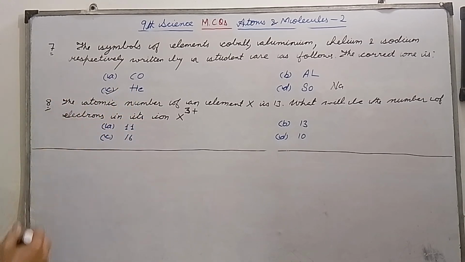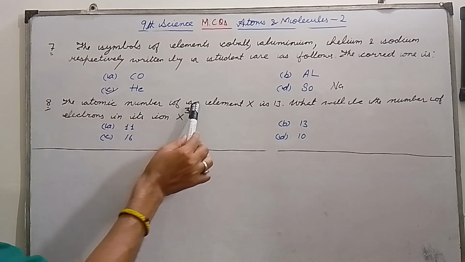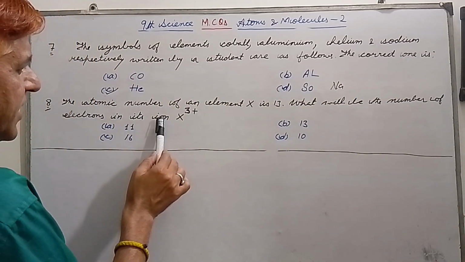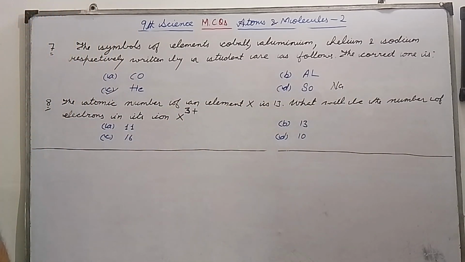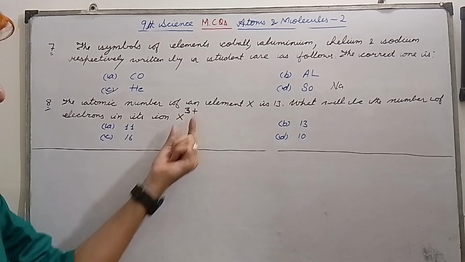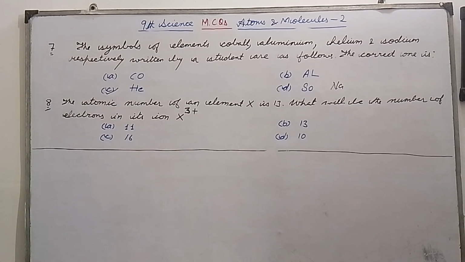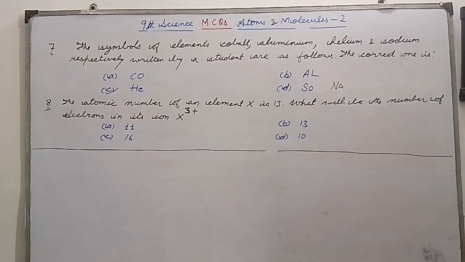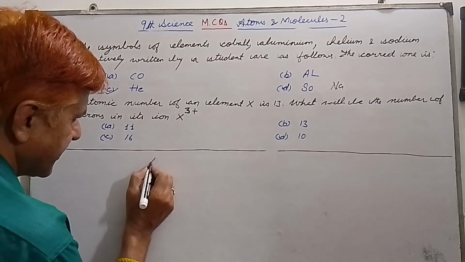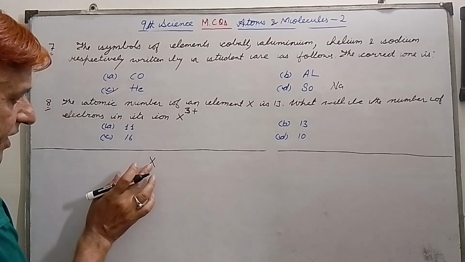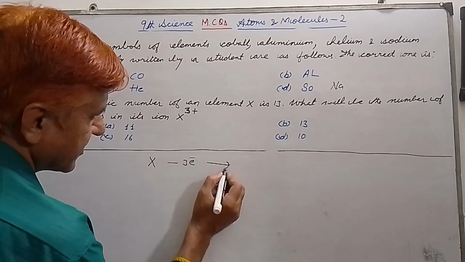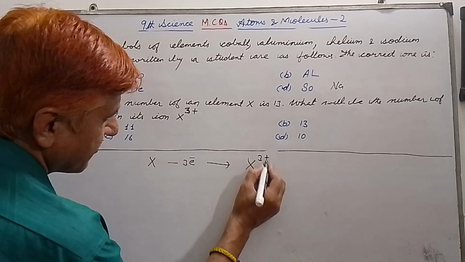Question number 8, last question but not the least. The atomic number of an element X is 13. What will be the number of electrons in its ion X3+? So my dear students, always remember that this is a positively charged ion, so this is a cation, and cations are always formed when an element loses an electron or electrons. So X is the element, an atom of X. When it loses 3 electrons, X3+ will be formed.